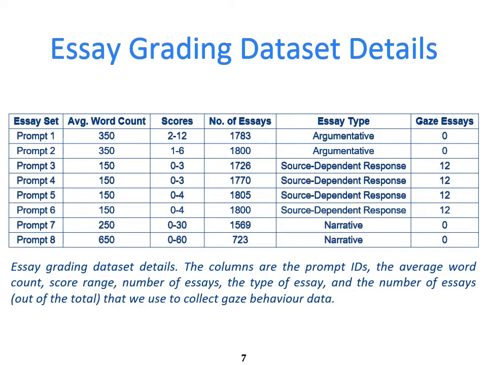This slide consists of the statistics for our data set. We use the ASAP automatic essay grading data set, which has 8 prompts, each containing between 700 to 1800 essays for a total of about 13,000 essays. We collect gaze behavior for only 48 out of the 13,000 essays across the four source dependent response prompts.